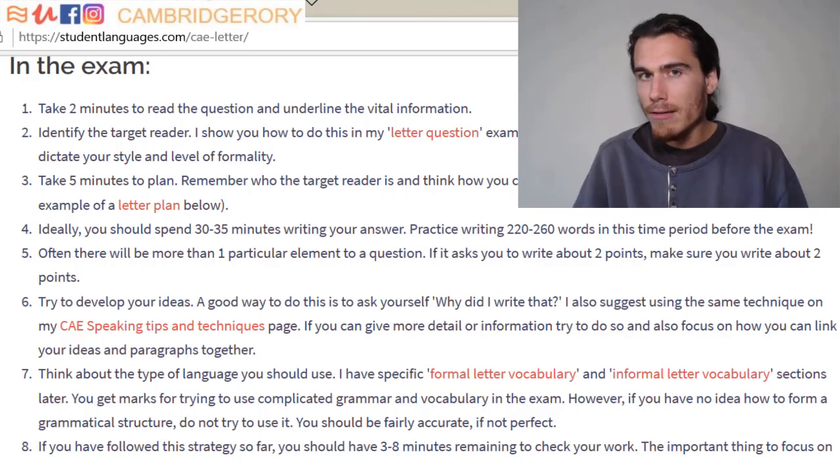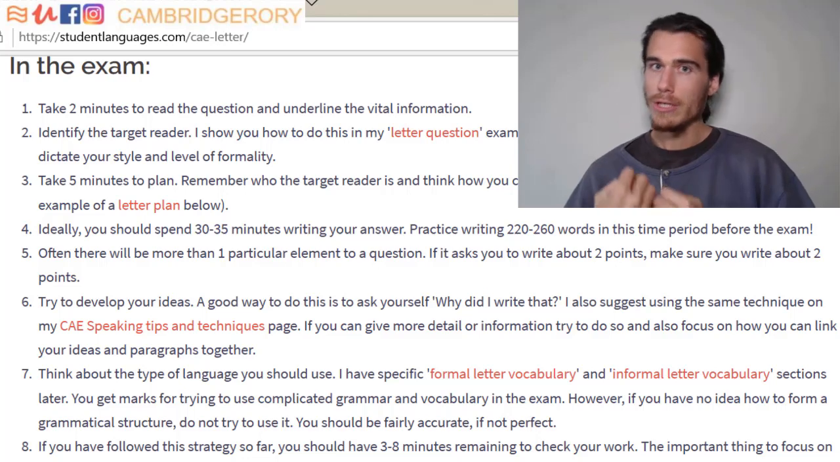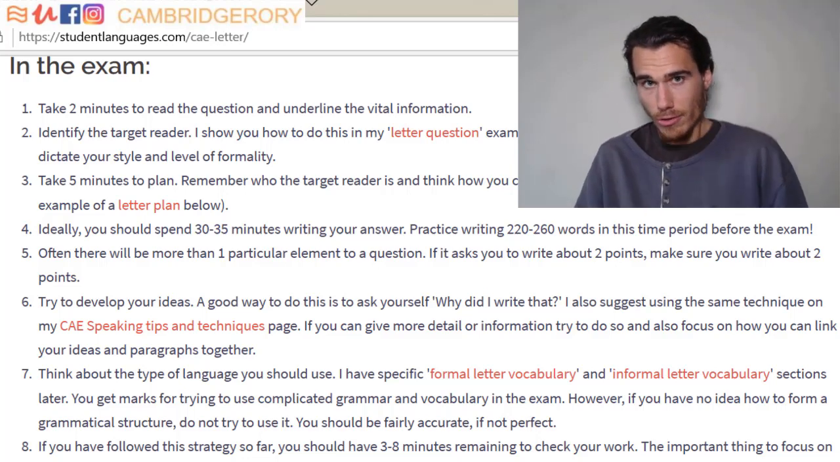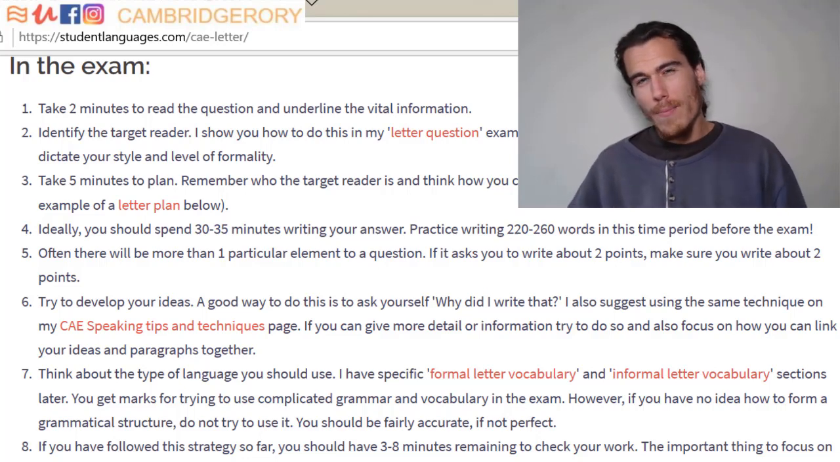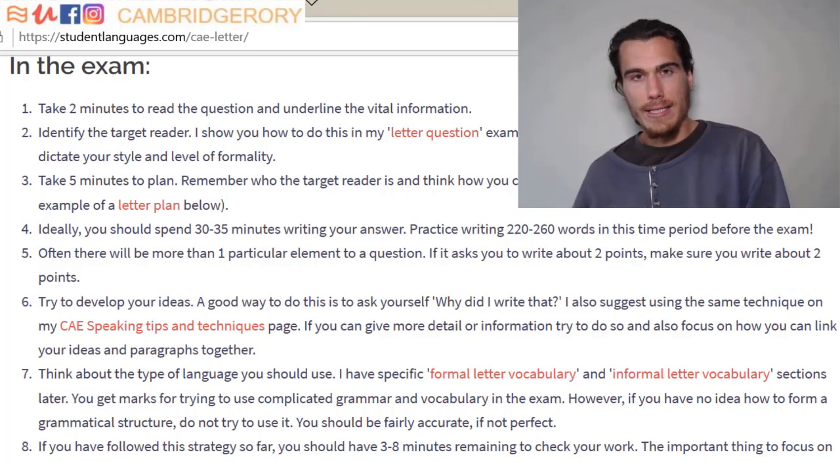If you write an idea or an opinion, make sure you give a justification. Make sure you say why. Why did I say that? And while you're writing, think about how you can link your ideas together.